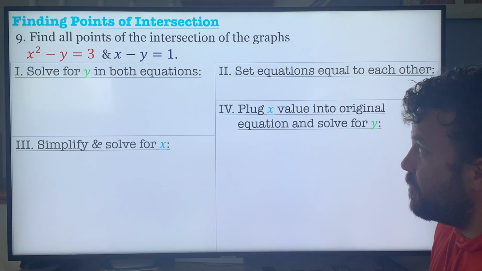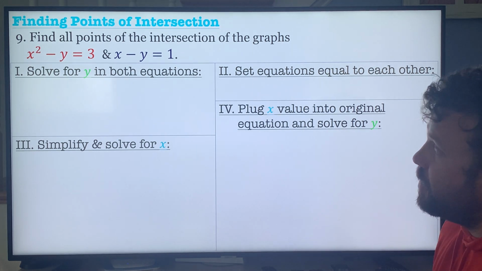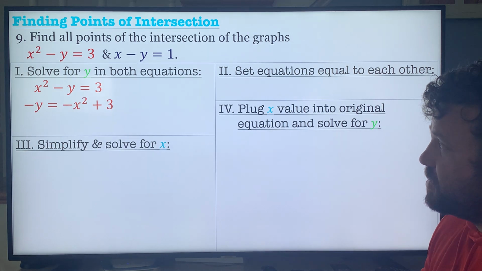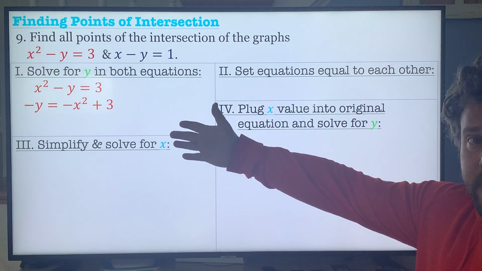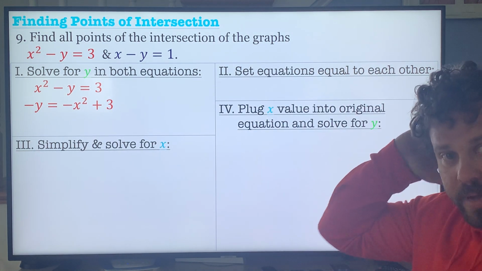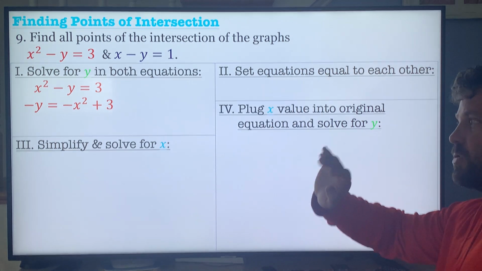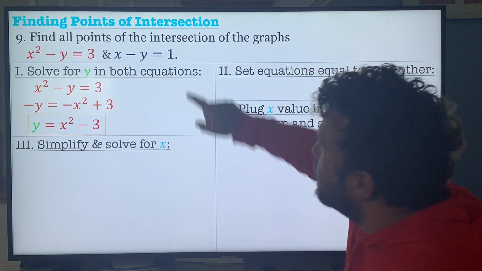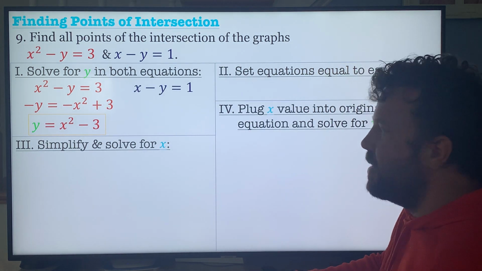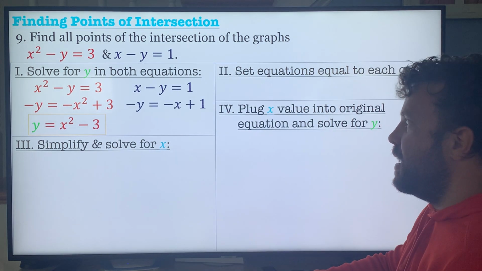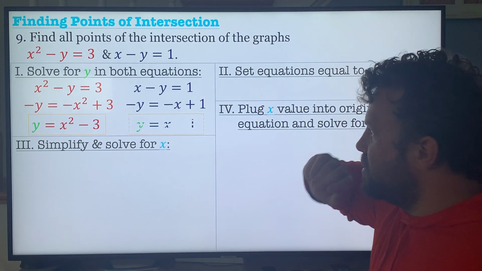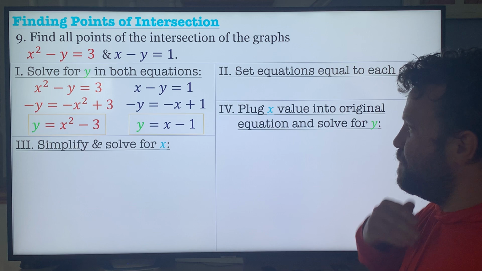Now, step 1. How do you solve for y? I have to subtract x squared from both sides. I don't want negative y, I want positive y, so I multiply both sides by negative 1. So I just change all the signs. Positive y equals x squared minus 3. Solve for y right here. How do I solve for y? Subtract x, and once again, multiply everything by negative 1. Change the sign, change the sign, change the sign. y equals x minus 1.